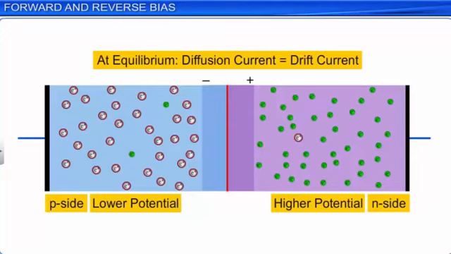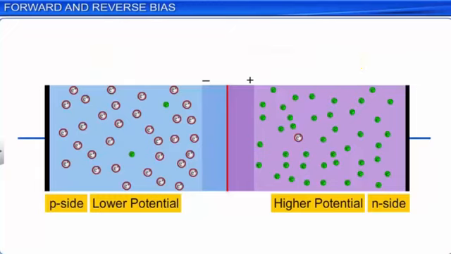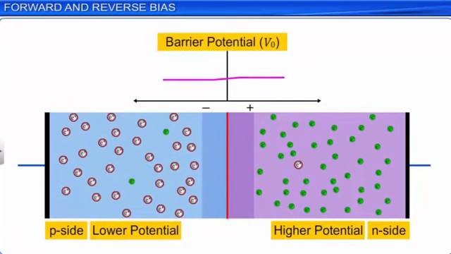Similarly, the drift current is due to the minority charge carriers of the p and n regions from one side to the other side. In this situation, the separation of charges in the depletion region creates a barrier potential that opposes the diffusion current across the p-n junction. We know that the barrier potential prevents any further movement of charges across the junction.